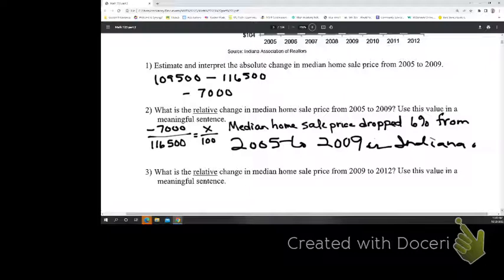Again, this would be a reason why you would want to always show your work. If someone used 118,500, but I see that their work and it's an estimate, then I'm not going to ding someone because we can't tell exactly on the graph. So what would be a good sentence? And what is our percent here?